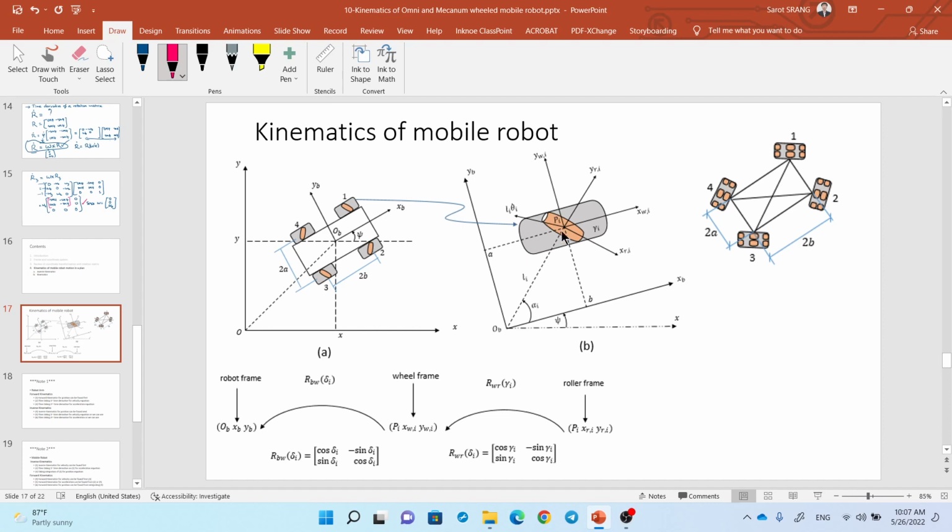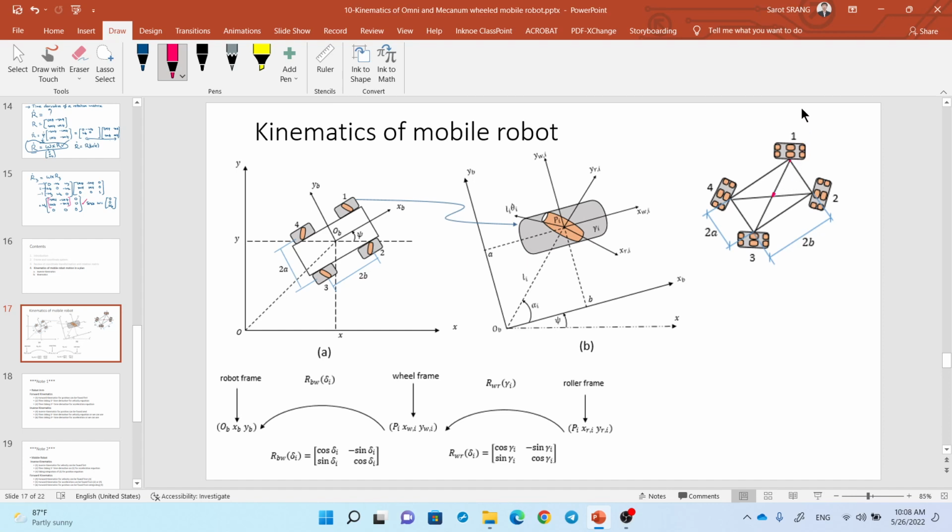Well, for an omniwheel mobile robot, you have 4 actuators for the 4 wheels. So let's say you can control all 4 motors. You can control velocity, or you can control position of the actuator. So what is the relation from the velocity of the motor to the position or velocity of the robot itself?